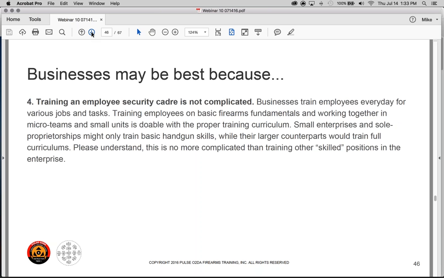Training an employee security cadre is not complicated. This is what we do every day, folks. We've been doing this for 30 years. Businesses train employees every day for various jobs and tasks. Training employees on basic firearm fundamentals and working together in micro teams and small units is doable with the proper training curriculum. Small enterprises and sole proprietorships might only train basic handgun skills, while their larger counterparts would train full curriculums. Please understand, this is no more complicated than training other skilled positions in the enterprise.